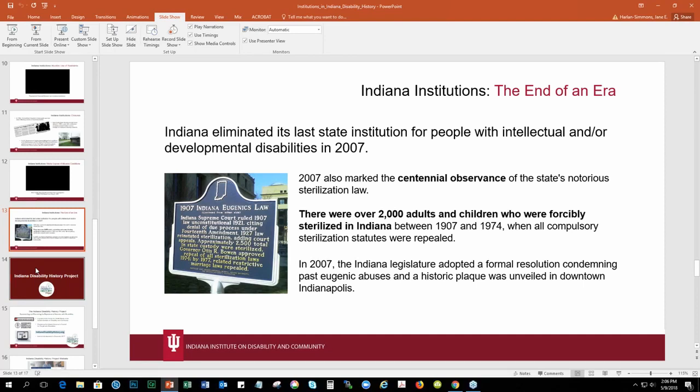In the same year that the last institution closed, Indiana marked the 100-year anniversary of its notorious sterilization law. All compulsory sterilization statutes had been repealed back in 1974. So between 1907 and 1974, there had been over 2,000 adults and children forcibly sterilized in Indiana. As part of the centennial, the Indiana legislature adopted a resolution condemning past eugenic abuses, and a historic plaque was unveiled in downtown Indianapolis.